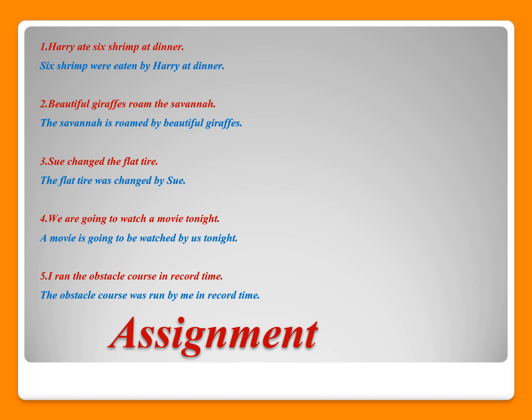This is an assignment. This is a solved assignment for you. Let us quickly see and understand. Harry ate 6 shrimp at dinner. Now here the object is 6 shrimp, which we move to the first place. 6 shrimp were eaten, because they are 6. So the helping verb taken is were. Eaten is the third form of ate. 6 shrimp were eaten by Harry at dinner.